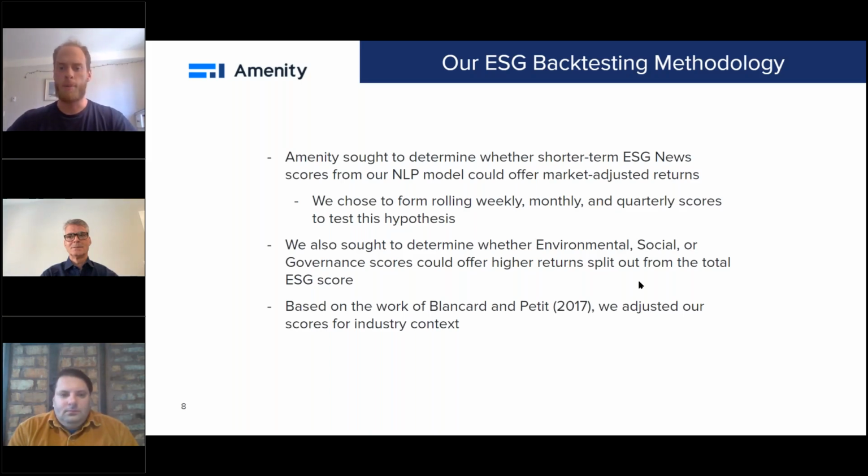We also wanted to copy or expand upon the previous methodology using quintiles and take these scores that were corrected for industry context, put them into quintiles from the most positive ESG sentiment to the most negative ESG sentiment, and see how the top and bottom quintiles performed relative to the market over different time horizons.